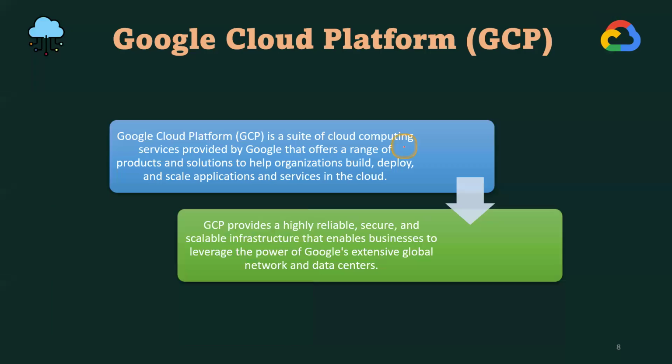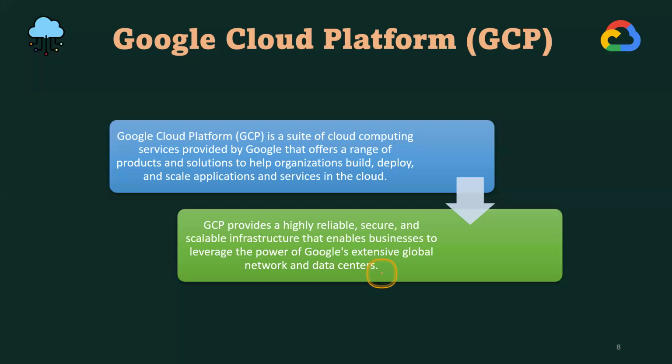You can see here, Google Cloud Platform is a suite of cloud computing services provided by Google that offers a range of products and solutions to help organizations build, deploy, and scale applications and services in the cloud. These services are highly reliable, secure, and scalable infrastructure that enables organizations to use the power of Google's extensive global network and data centers.